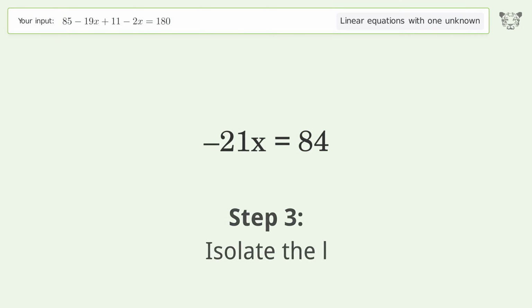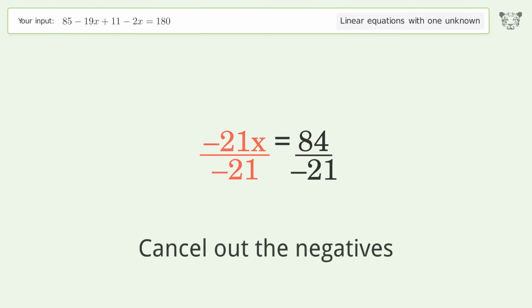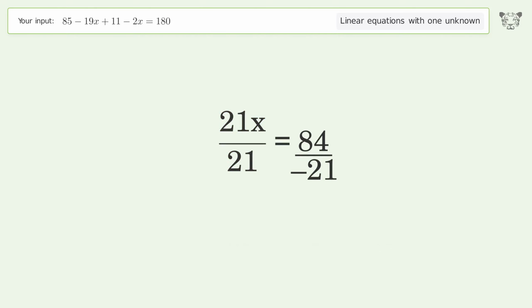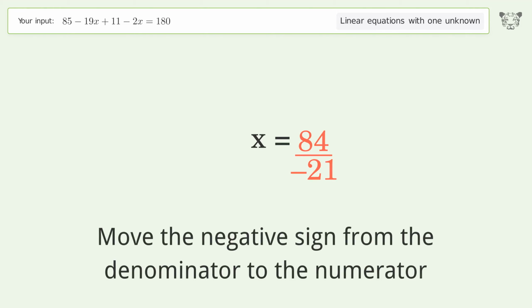Isolate the L. Divide both sides by -21. Cancel out the negatives. Simplify the fraction. Move the negative sign from the denominator to the numerator.